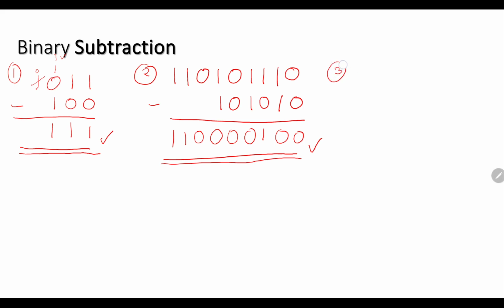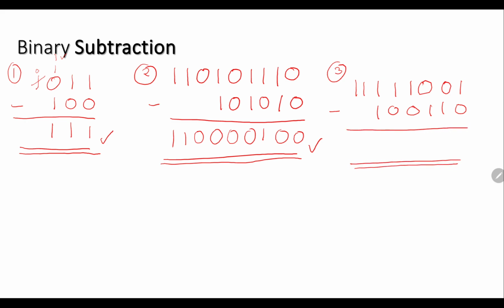Let's take another example. If you have 1, 1, 1, 1, 1, 0, 0, 1, minus 1, 0, 0, 1, 1, 0. So for this subtraction, 1 minus 0 equals 1. 0 minus 1, you have to borrow from here. But here is also 0. So you need to borrow from here. So it becomes like this. Then borrow 1 here, it becomes like this.